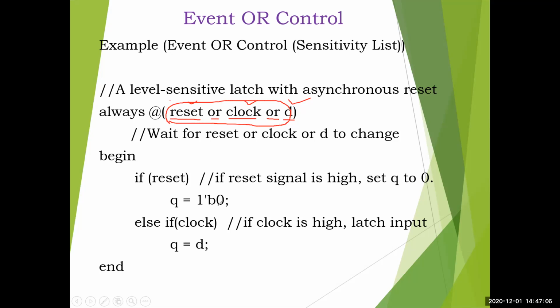Begin, if reset, q equal to 1'b0. If the reset signal is high, set q equal to 0. Else if clock, q equal to d. If the clock is high, latch the input like a D flip-flop. So this is the program. The important thing here is this is explained as event OR control. Now this same OR can be replaced by a comma operator. That's what I have shown you previously in all the examples. That is also called event OR control.